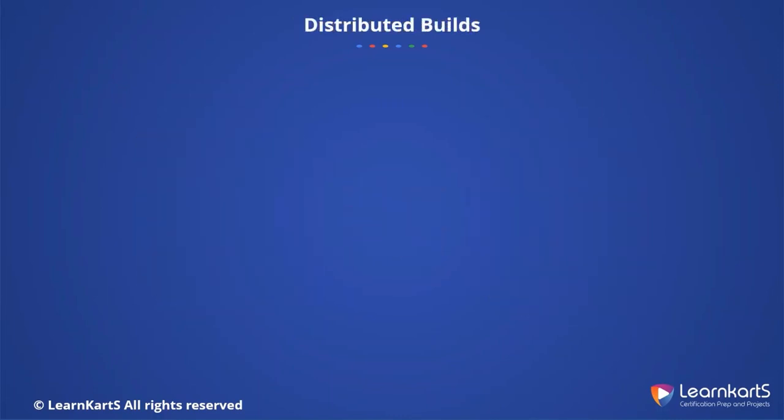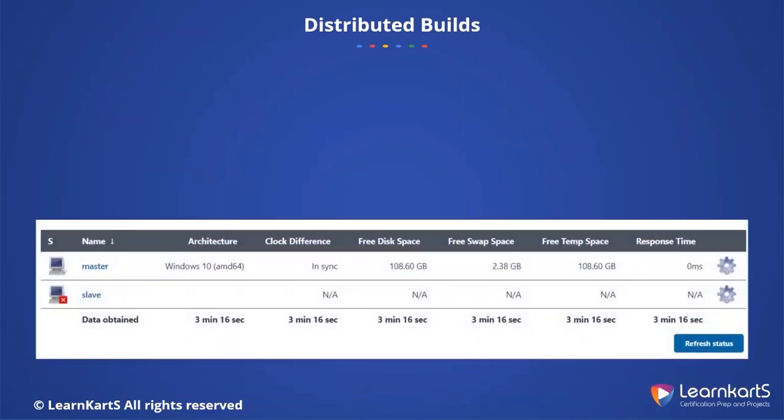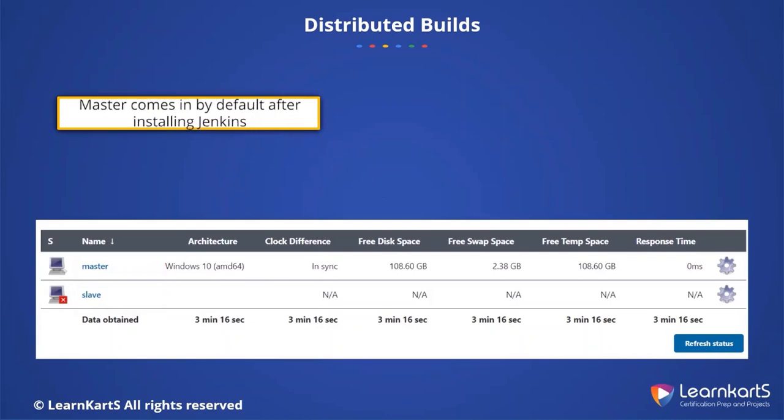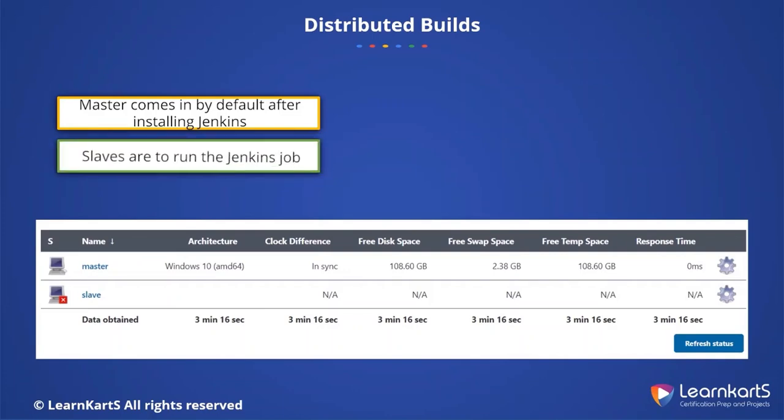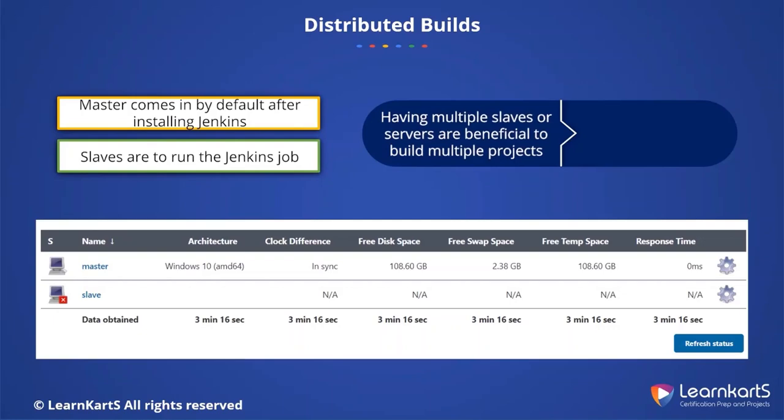Now again, as far as the distributed architecture is concerned, you can have more than one slave. You can see here we have a master and a slave machine. The master is the one which comes by default the moment you install Jenkins. As far as the slave is concerned, you can have more than one slave, because on these slaves you will be running your Jenkins jobs. Rather than having only one single server where all the projects are built, we are trying to have multiple slaves, so that we don't have to depend on individual servers. That's the reason we are focusing on how we can have these different distributed builds.